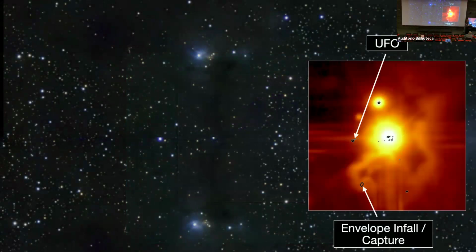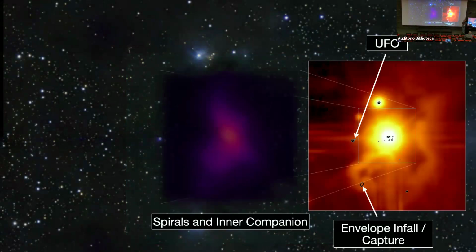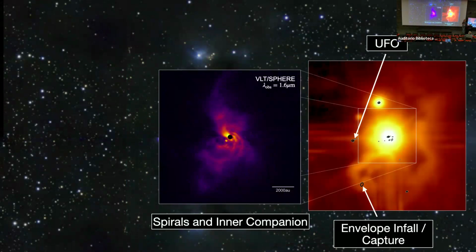Okay, so to conclude, I want to just go through the images basically. We have the MUSE image where we see envelope infall or some kind of capture. We have an unidentified flying object around the outbursting star. Then if we zoom in, we see spirals and an inner companion. In the SPHERE image, we can further zoom in.